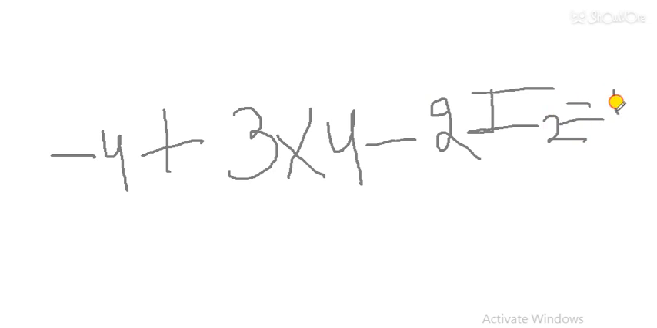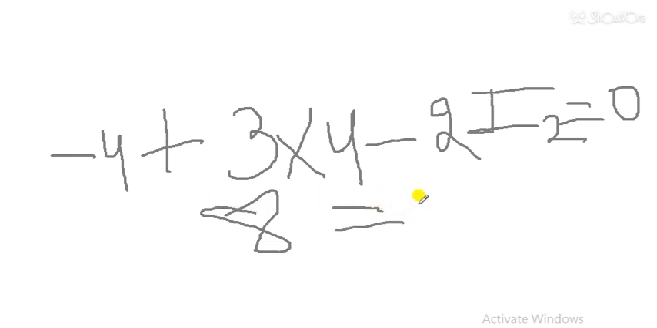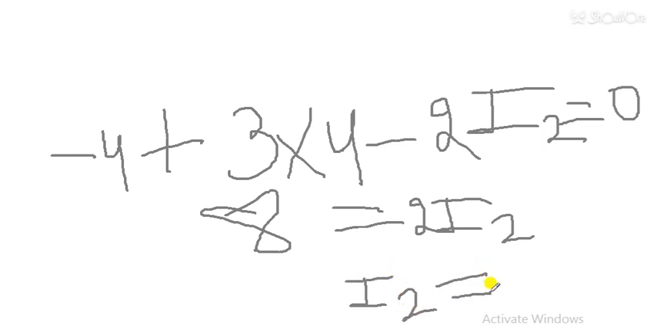So 4 times 3 is 12. Students, you can see here 4 into 3 is 12. So 12 minus 4 is 8. So 8 is equal to 2I2. That means the current I2 is also equal to 4 ampere. So I2 is also equal to 4 ampere, and I1 is also equal to 4 ampere.